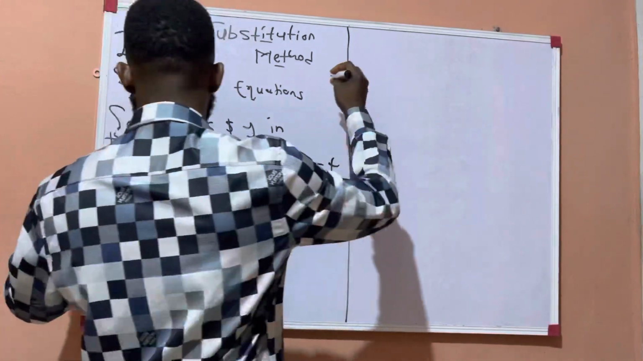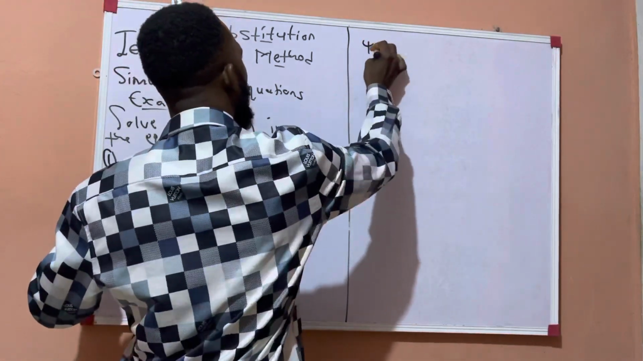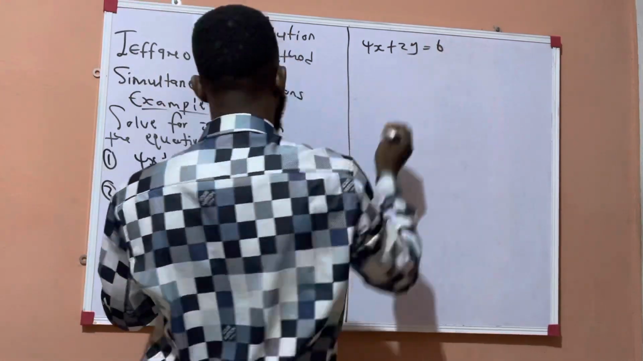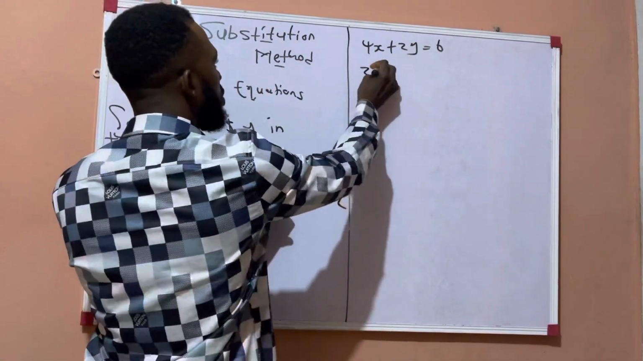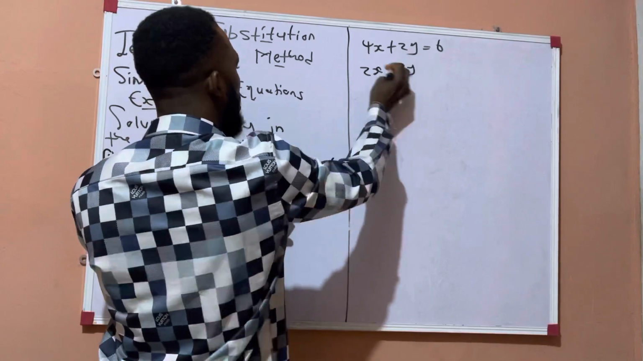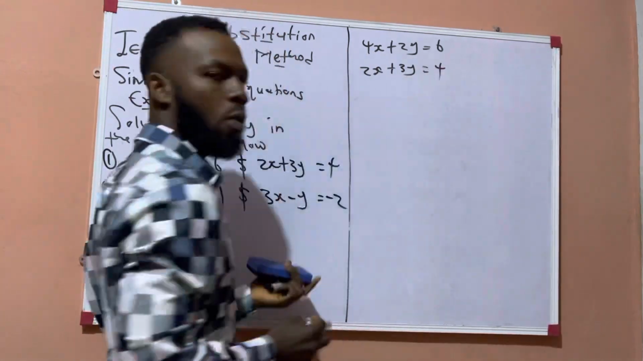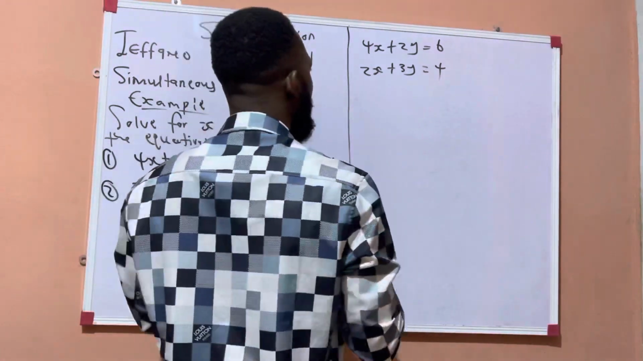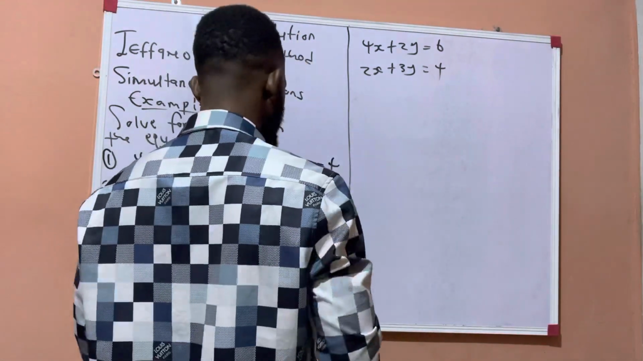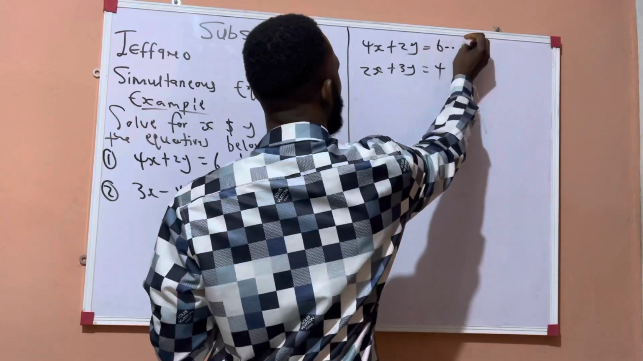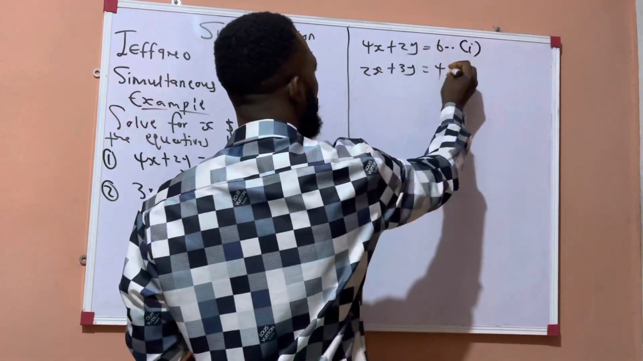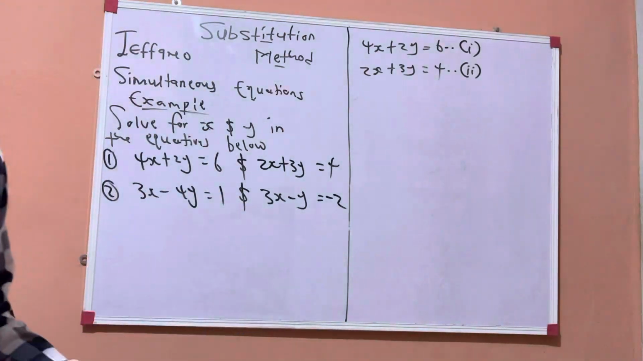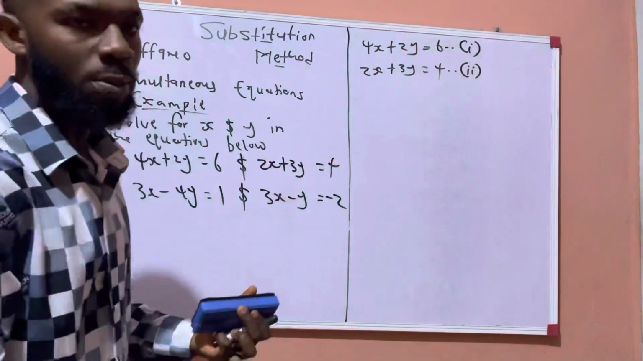Question 1 says 4x plus 2y equal to 6 and 2x plus 3y is equal to 4. Now remember, the first equation is referred to as equation 1 and the second equation is referred to as equation 2. Now, how do you solve this problem using the substitution method?